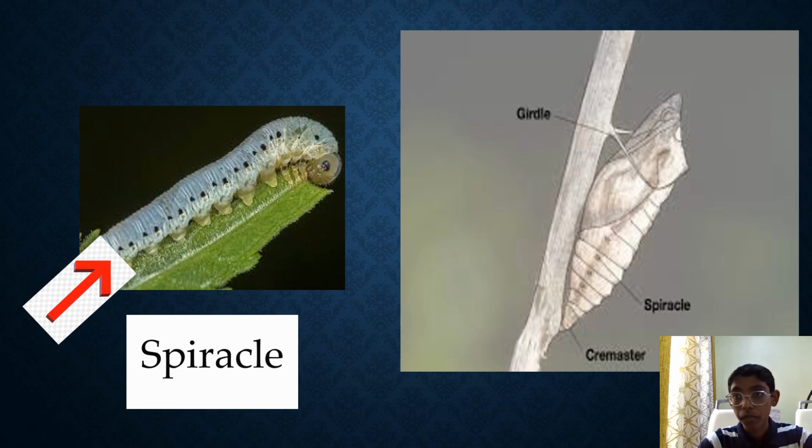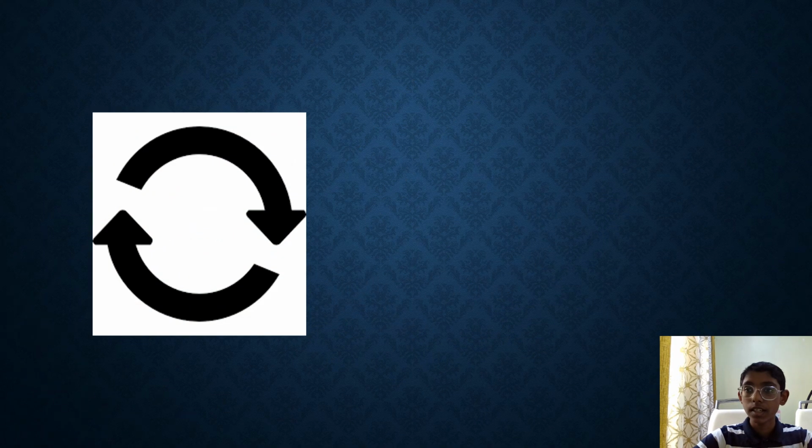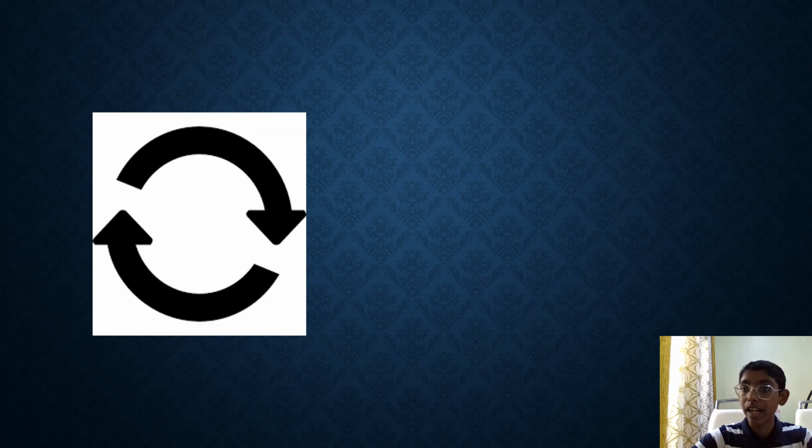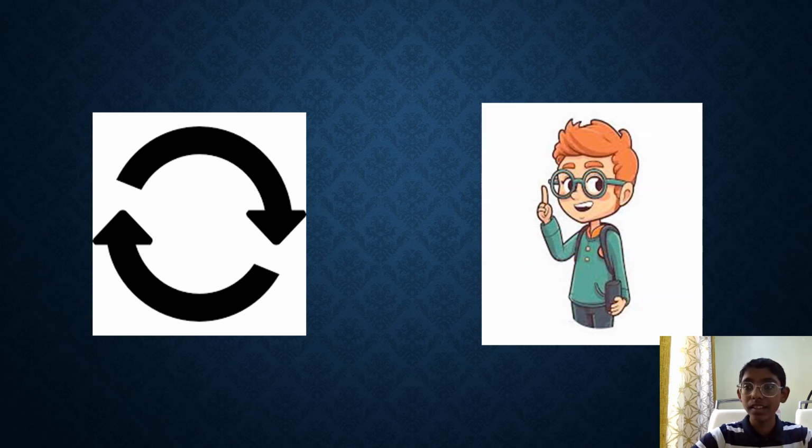So basically, when a caterpillar wants to breathe, the spiracles of the chrysalis will let in oxygen inside the chrysalis, and then the caterpillar will absorb that oxygen through its spiracles. And then when it lets out carbon dioxide through its spiracles, the spiracles of the chrysalis will also let out that carbon dioxide back into the open air. Thus, there is an exchange of gases from in and out of the chrysalis, allowing the caterpillar to breathe properly. And that's how caterpillars breathe inside their chrysalis.